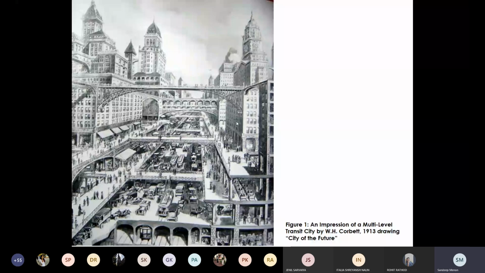If you look at the drawing, you would find that the trains are lying in an underground tunnel system, on top of which you have a road where you have all sorts of vehicles. So you see the cars, which are very contemporary to that era. But even though this was an impression of a multi-level transit city of the future, you would have pedestrians who are at a different level. So there are pedestrian plazas, the buildings start at a different level, and there are pedestrian bridges that connect all these things.